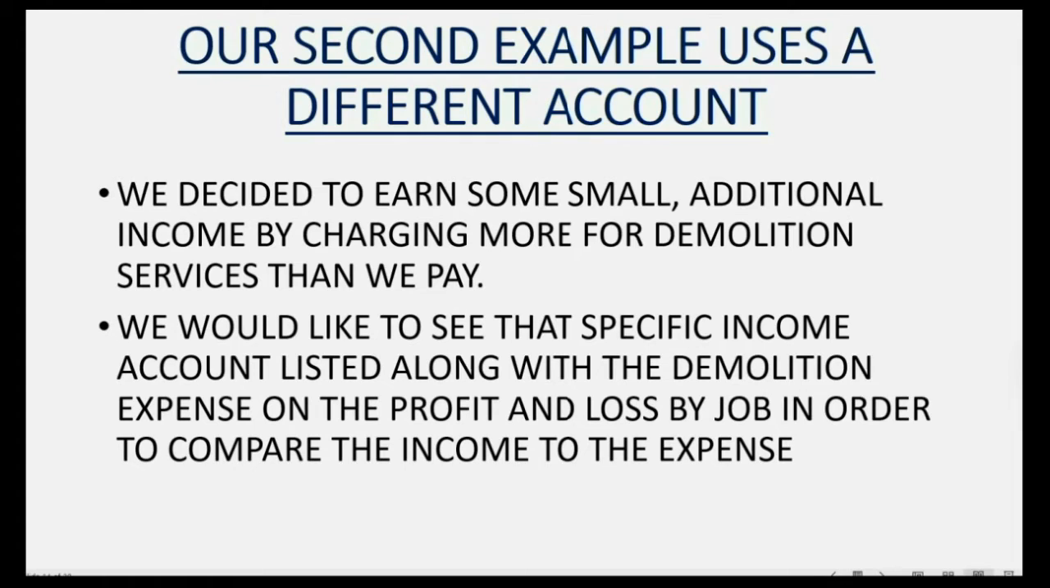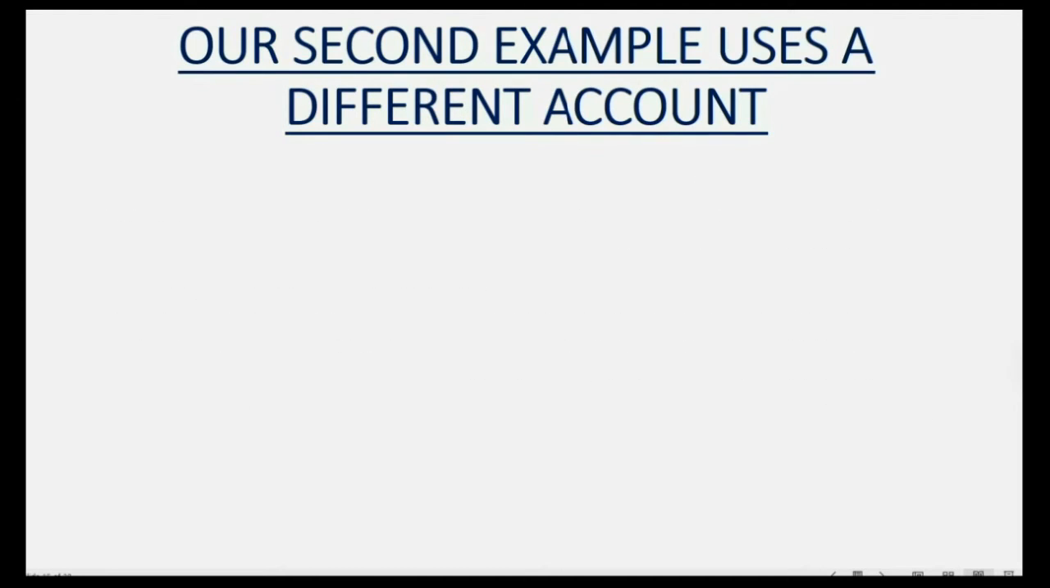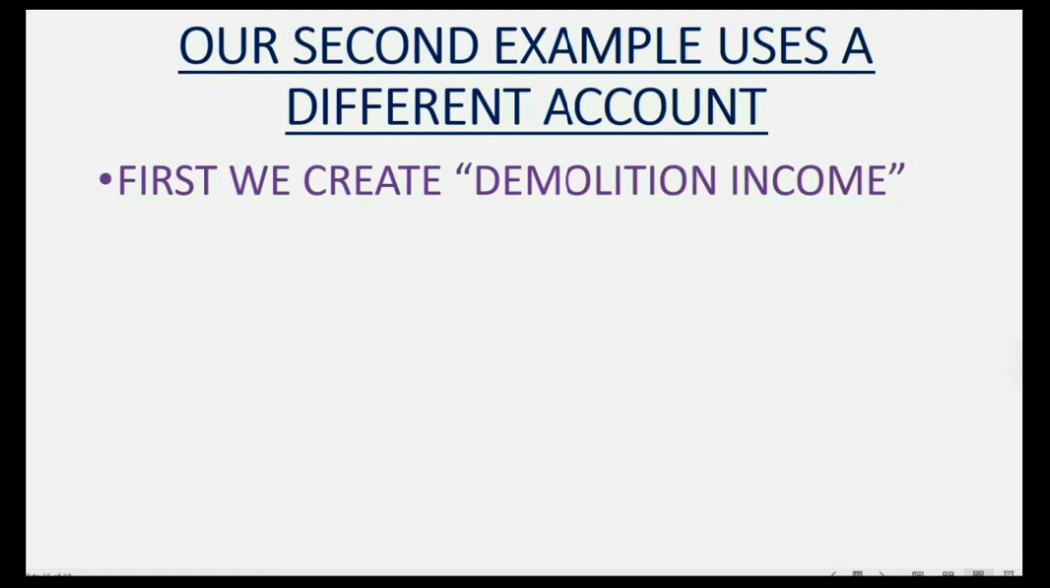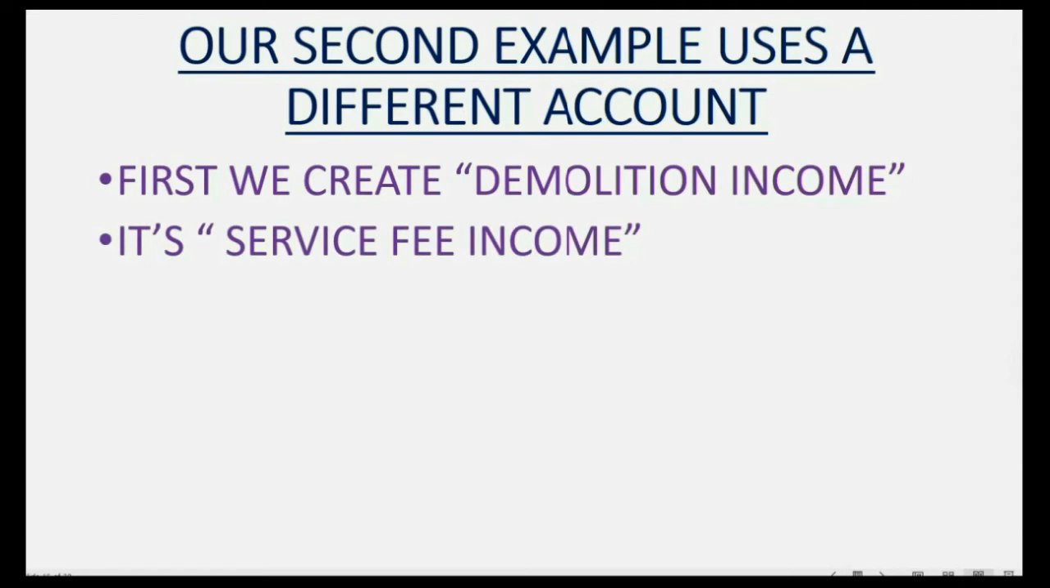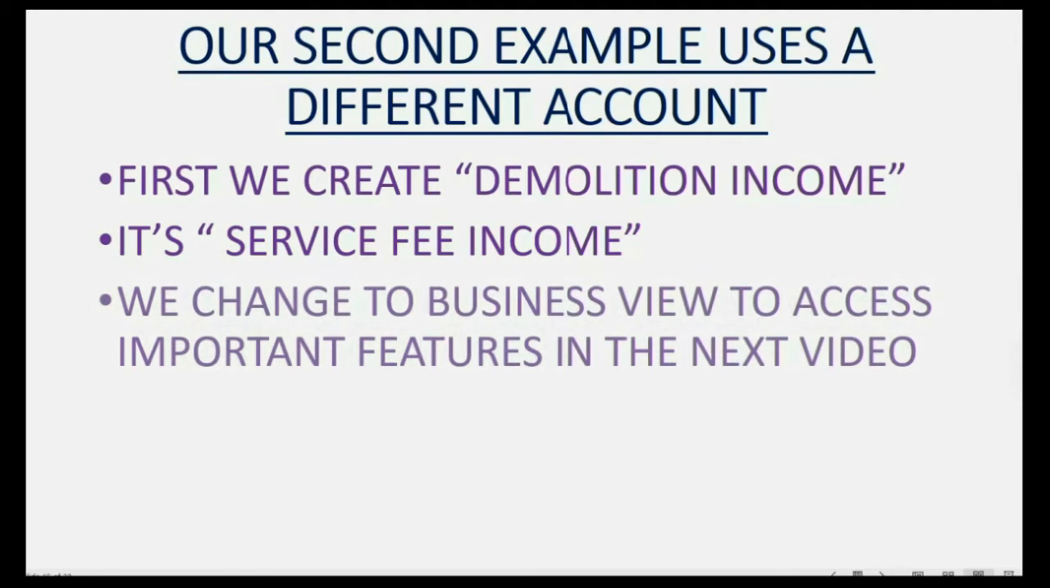We would like to see that specific income account listed along with the demolition expense on the profit and loss by job in order to compare the income to the expense. Well, that makes sense, right? So in order to do that, we have to do several steps. We have to first create an account in the chart of accounts called demolition income, and we'll make it a service fee income subtype of account.